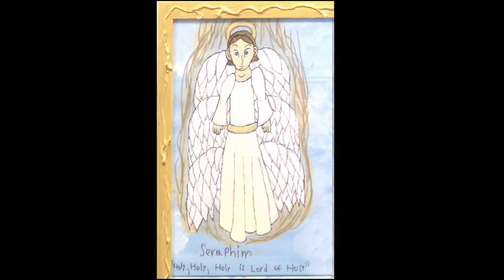The name means the burning one, and they are fiery beings, so I added a flaming background behind the foreground with gold paints and gold Sharpie marker later. They are depicted with 6 wings. The first set of wings is to cover their feet, the second set is to cover their face, and the third set is for flying.